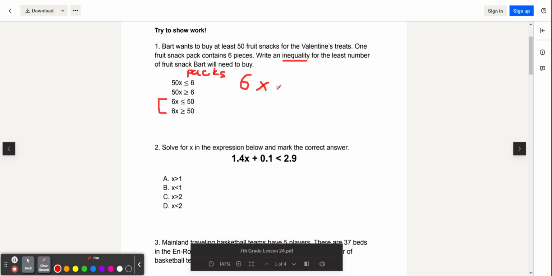This means that 6 times x, so 6 pieces per fruit snack, must be greater than or equal to 50 total. You can piece this together by looking at the problem. He wants at least 50. So he wants 50 or 51 or 52, so 50 or more, which is why we have this greater than or equal to. Knowing that, the only answer left is the last one. 6x is greater than or equal to 50.